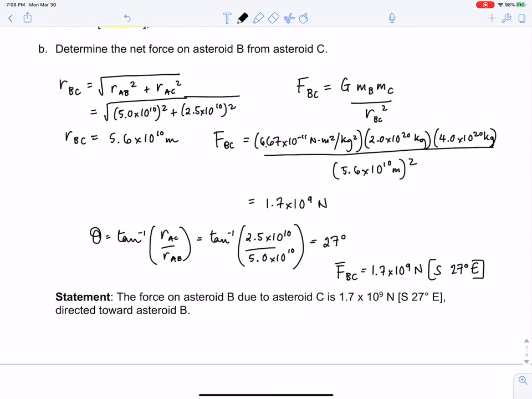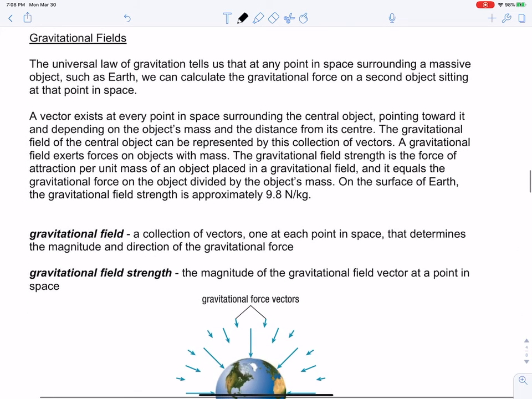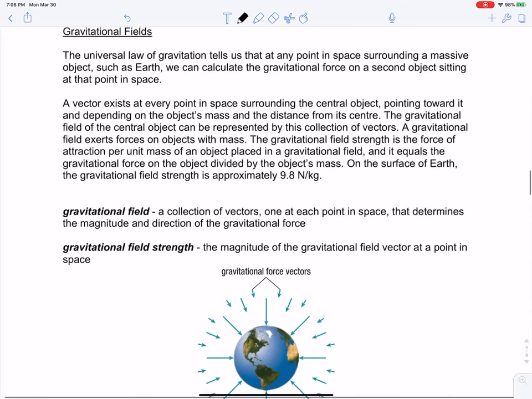Now let's look at the concept of gravitational fields. The universal law of gravitation tells us that at any point in space surrounding a massive object, such as the Earth, we can calculate the gravitational force on a second object sitting at this point in space. A vector exists at every point in space surrounding the central object, pointing towards it and depending on the object's mass and the distance from its center. The gravitational field of the central object can be represented by this collection of vectors.